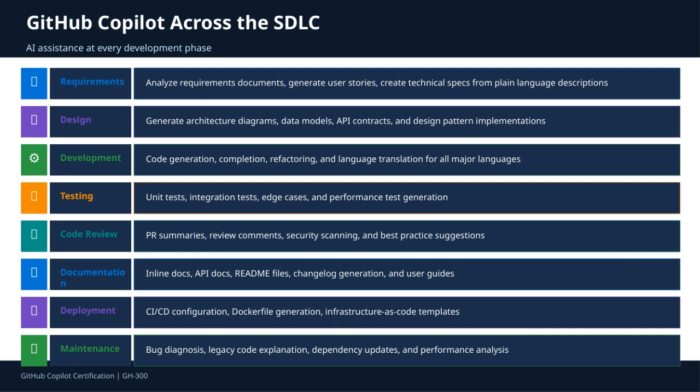Documentation is also simplified with Copilot, which can generate inline documentation, API docs, README files, changelogs, and user guides. When it comes to deployment, it helps configure CI/CD pipelines, generate Docker files, and produce infrastructure as code templates to streamline release processes. Finally, during maintenance, Copilot aids in diagnosing bugs, explaining legacy code, updating dependencies, and analyzing performance to keep systems running smoothly. This end-to-end AI support empowers development teams to work more efficiently and focus on delivering value.